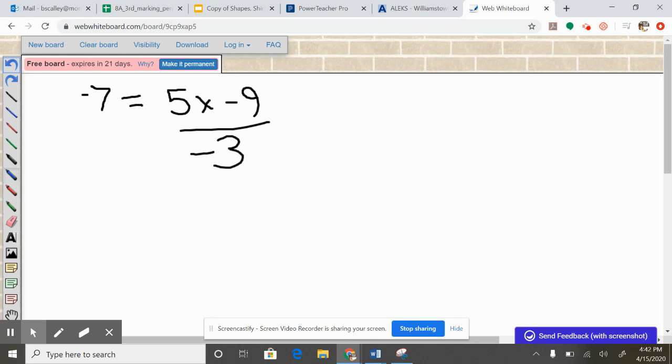So doing inverse operations, I have to think about what is happening to x. Well, x is being multiplied by 5. Then we're going to subtract 9, and then we're going to divide by -3. So when I go to undo those operations, I'm going to work backwards. Right now x is being multiplied by 5, then subtracting 9, then dividing by 3. I have to go backwards from that order. So the opposite of dividing by 3, I have to multiply both sides by 3.